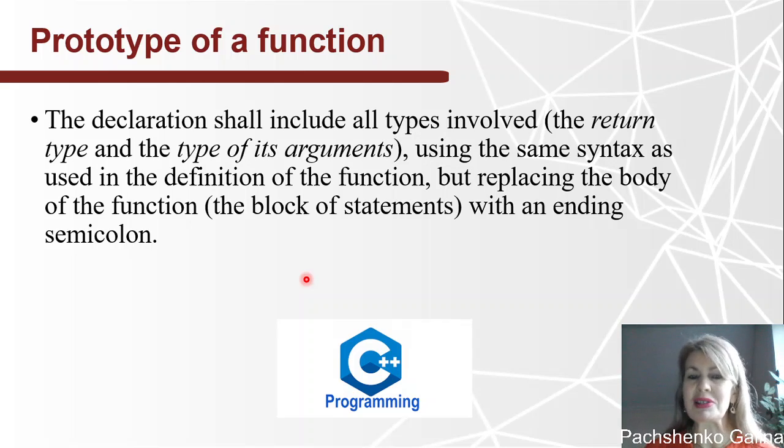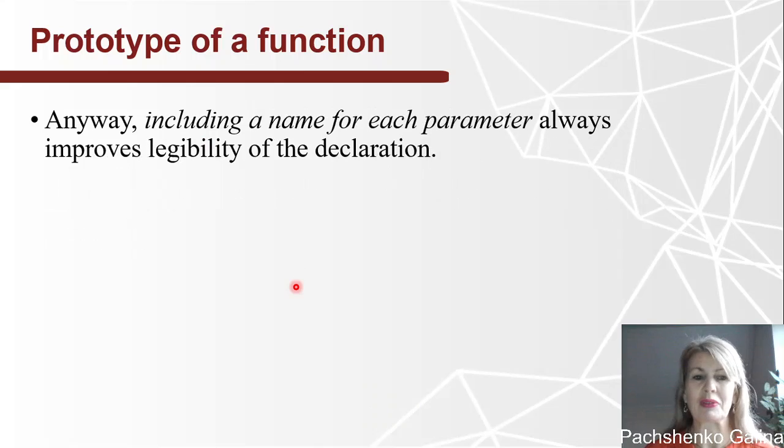The declaration shall include all types involved, the return type and the type of its arguments, using the same syntax as used in the definition of the function, but replacing the body of the function, the block of statements, with a semicolon. Anyway, including a name for each parameter always improves legibility of the declaration.